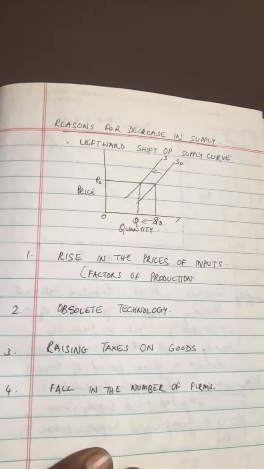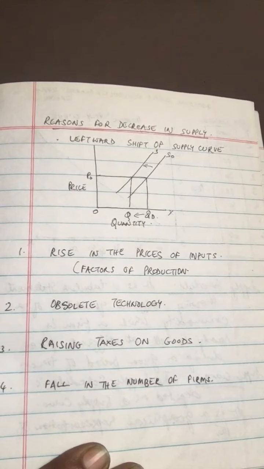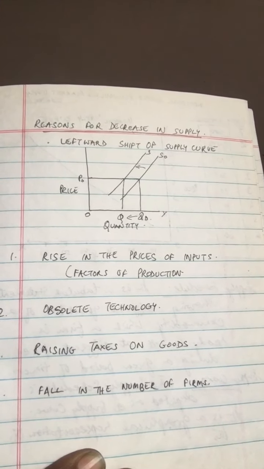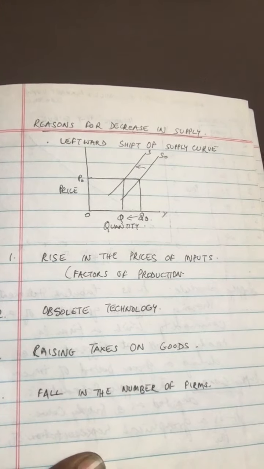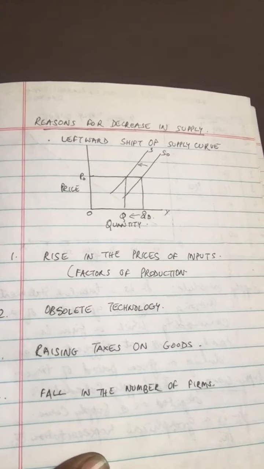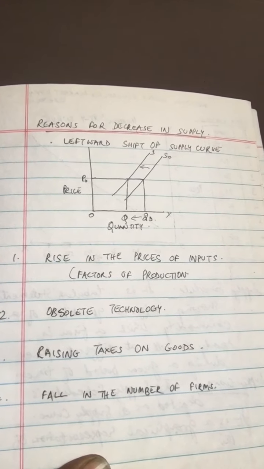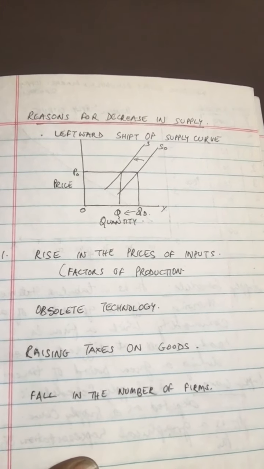I said there are two parts of change in supply: increase in supply and decrease in supply. So let's just talk about decrease in supply. Here we go. When at the same price there is a leftward shift in the supply curve, that is known as the decrease in supply.